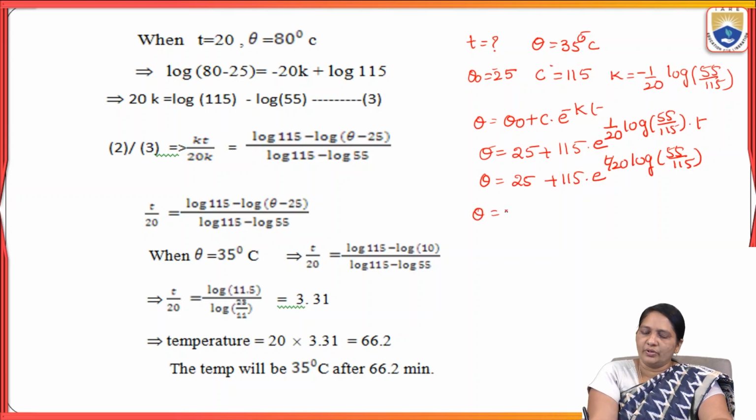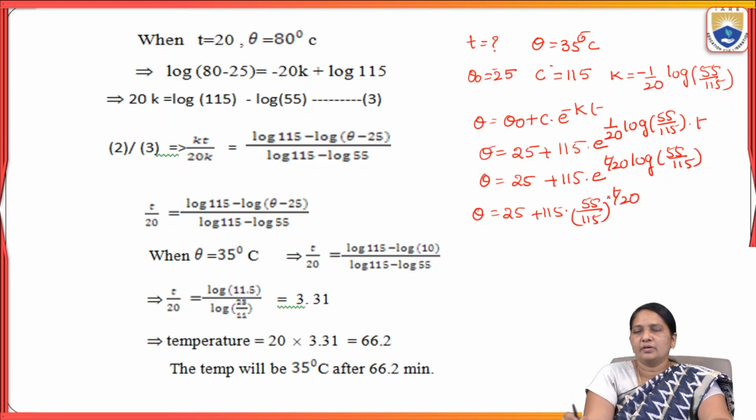So theta equal to 25 plus 115. This one here I can take as log base e. This I can send to the power. So (55 by 115) whole power t by 20. So from this simplification, what is the theta value?